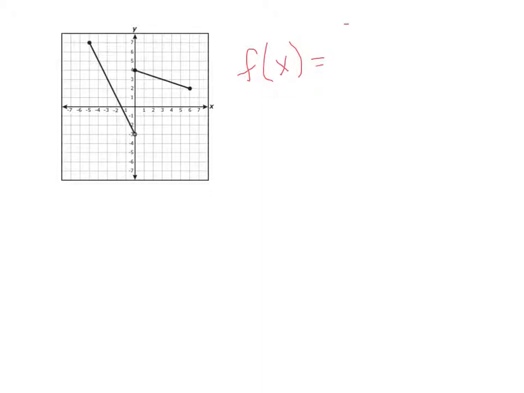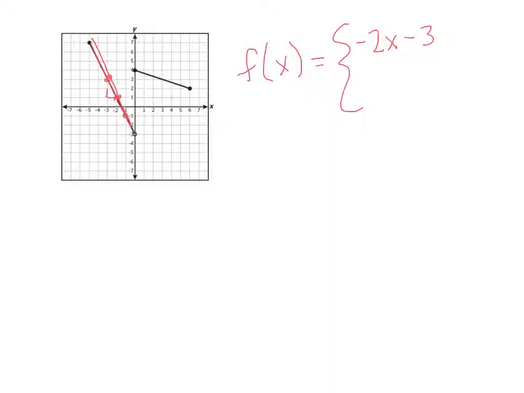f of x equals, now I'm going to start out with this left line, and since it's a linear equation, we need the slope and we need the y-intercept. We look at the points that are nice on this graph. It looks like we go down 2 and over 1, so our slope is negative 2. That means our rule is going to start with negative 2x. Now it also has a y-intercept at negative 3, so we can say negative 2x minus 3 is the rule for that part of the graph.